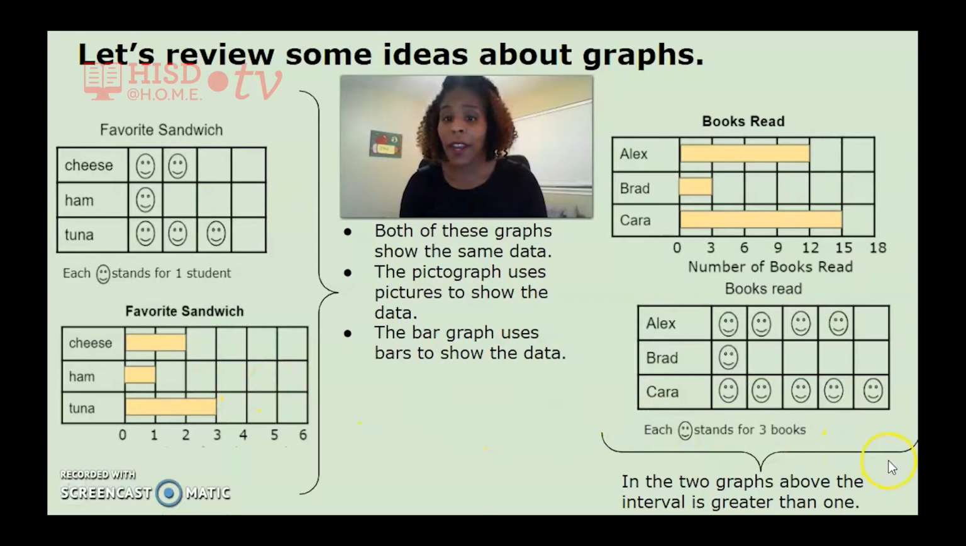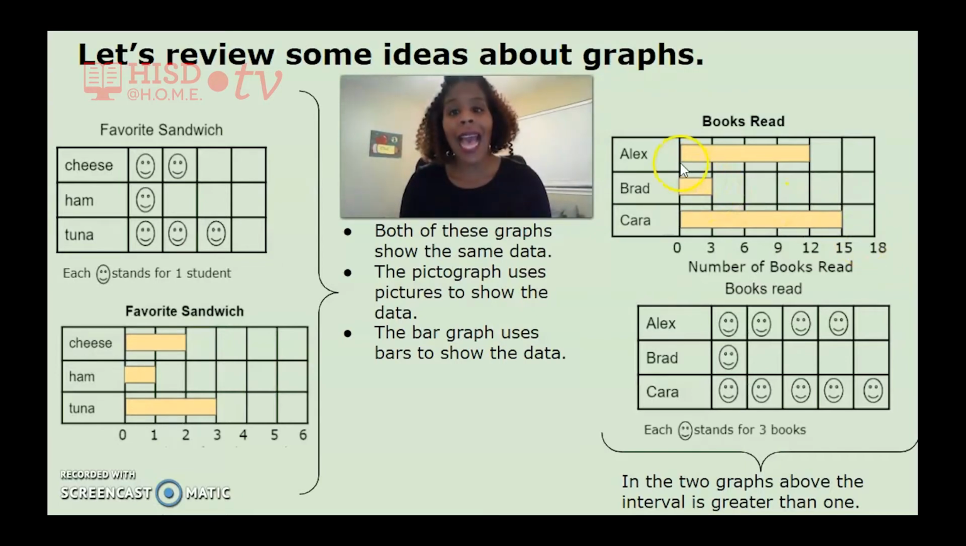As we move over here, in these two graphs above, we have intervals that are greater than 1. So now we took a survey on books read. So now we have a bar graph. We have Alex, Brad, and Cara. This line here represents 0. This line represents 3. This line represents 6. This line represents 9. This line represents 12, and this line represents 15, and the very last line represents 18. We are counting in intervals of 3. So we're counting by 3.